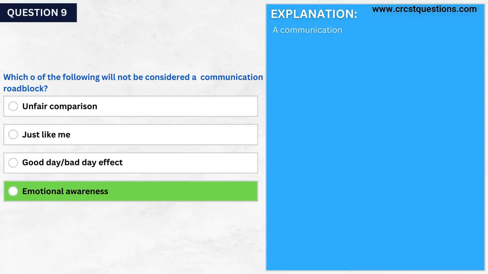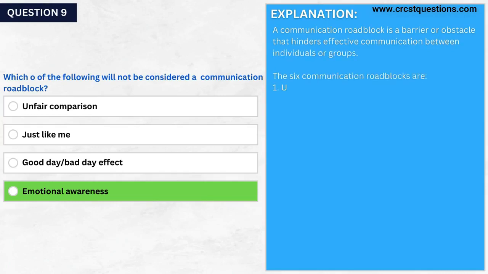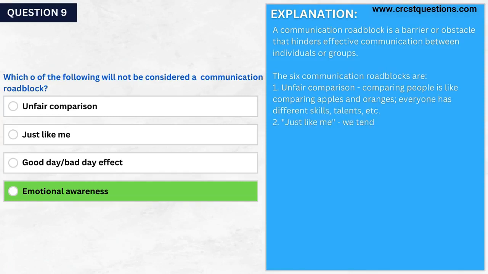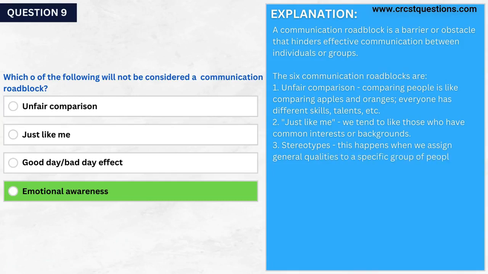Explanation. A communication roadblock is a barrier or obstacle that hinders effective communication between individuals or groups. The 6 communication roadblocks are: 1. Unfair comparison. Comparing people is like comparing apples and oranges. Everyone has different skills, talents, etc. 2. Just like me. We tend to like those who have common interests or backgrounds. 3. Stereotypes. This happens when we assign general qualities to a specific group of people. 4. Good day, bad day effect.